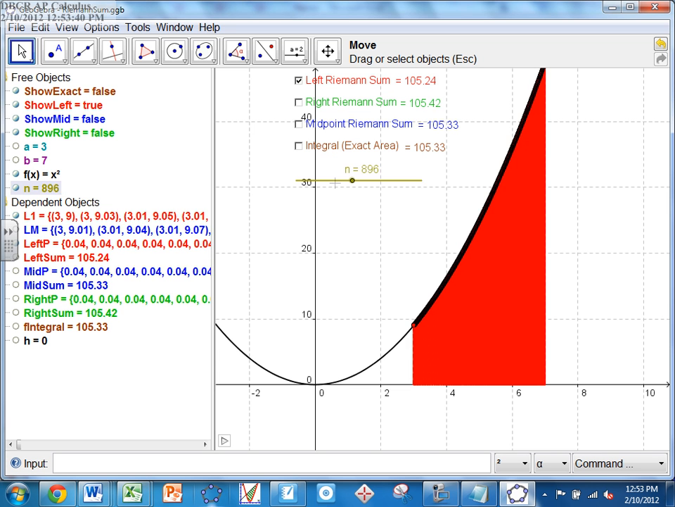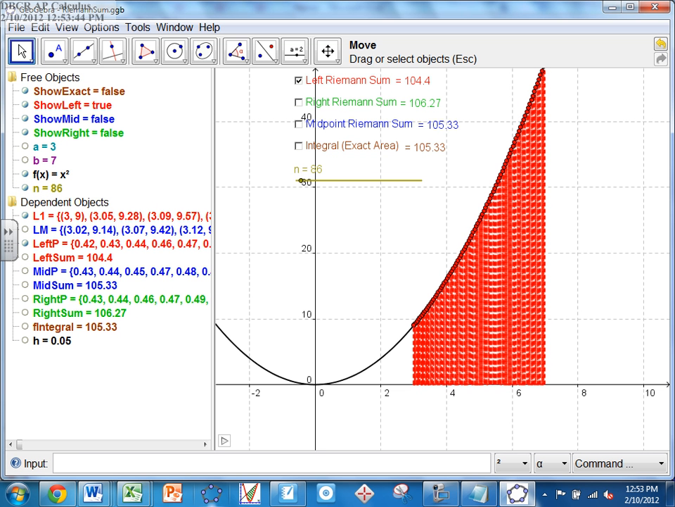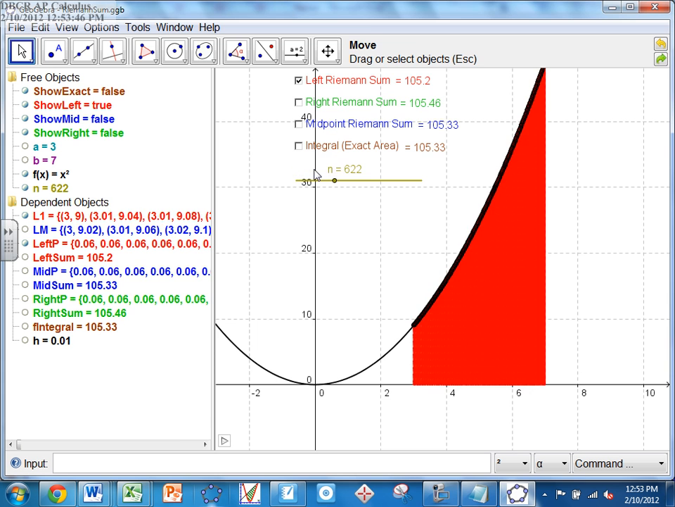But our problem right now is to look at n on a smaller scale. So let me change that. It didn't work. Let's go this way.